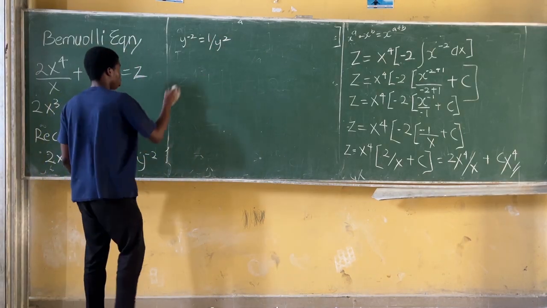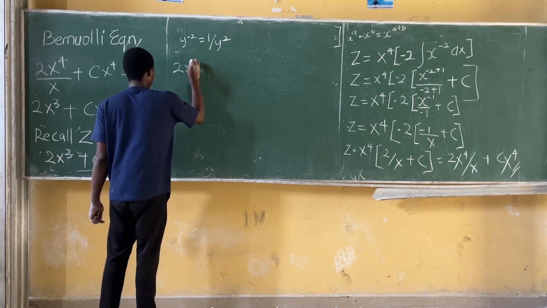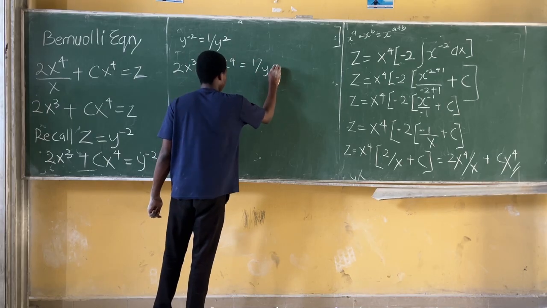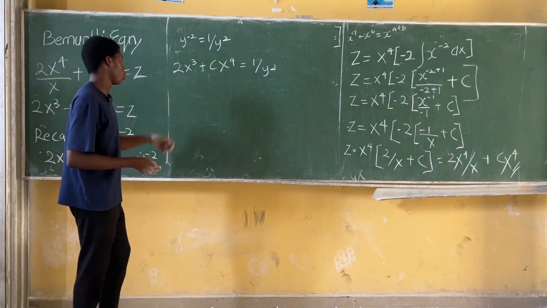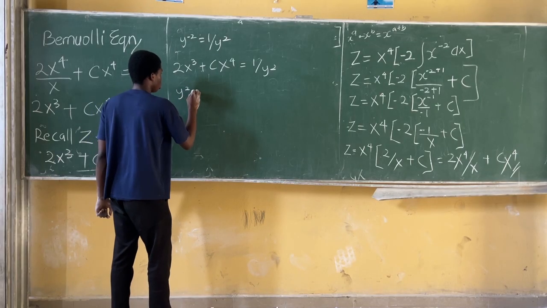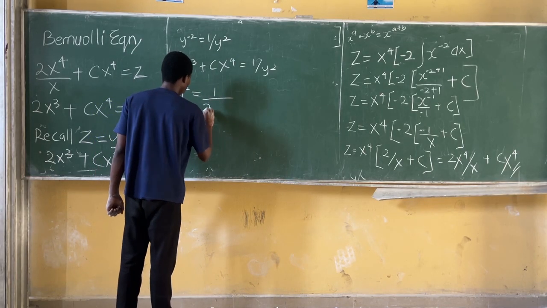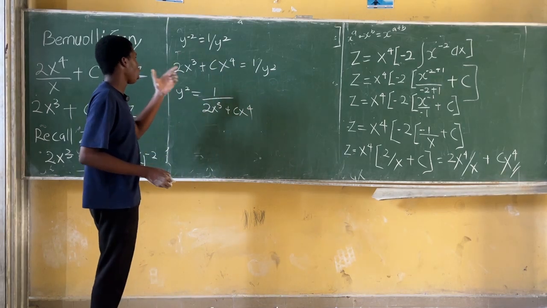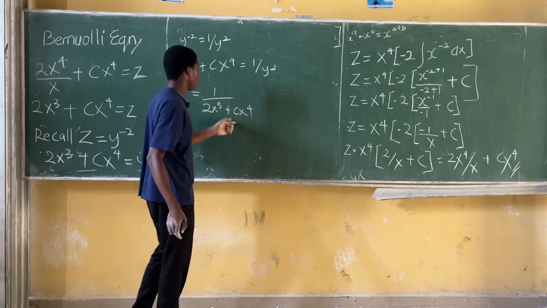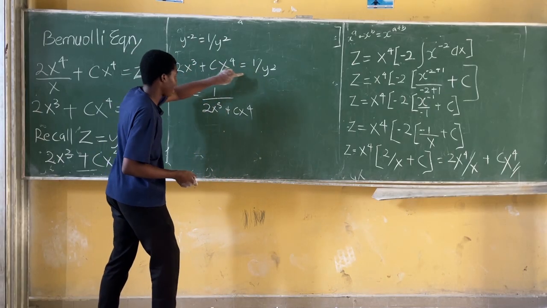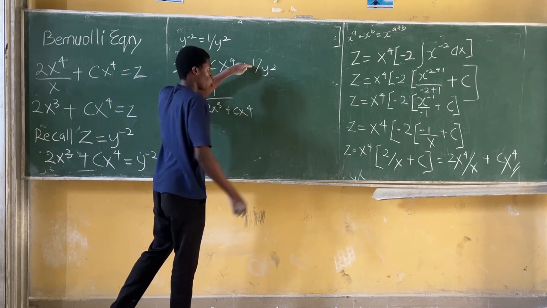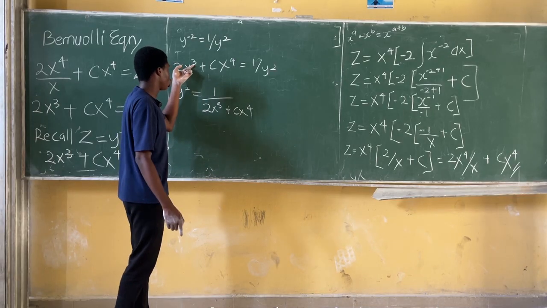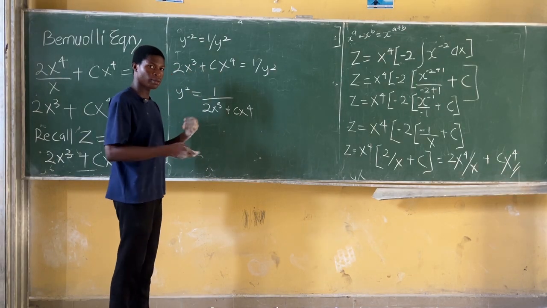So we'll put it here. This is 2x cubed plus cx to the power 4 is equal to 1 over y squared. We'll make y the subject of the formula from this point. So y squared is equal to 1 over 2x cubed plus cx to the power 4. You might be confused at this point. How were we able to do this? How did we get to this point? We simply cross-multiplied this. This multiplied by this equals 1. Now we are going to be dividing by the factors hindering y squared, which is this 2x cubed plus this. It's just simple stuff, you know.